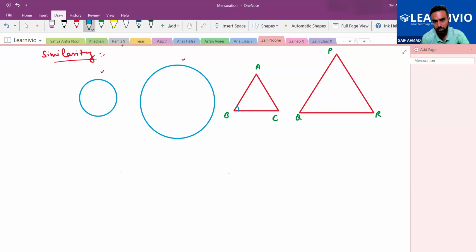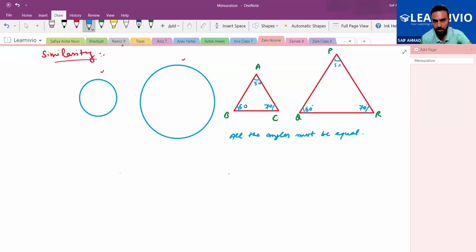For example, this B is equal to 60 degrees, so Q will also be equal to 60 degrees. And A is equal to 50 degrees, so P will be equal to 50 degrees. And R will be equal to 70 degrees. So all the angles must be equal for similarity of triangles.